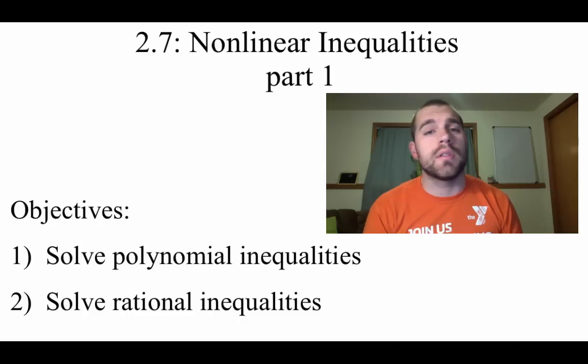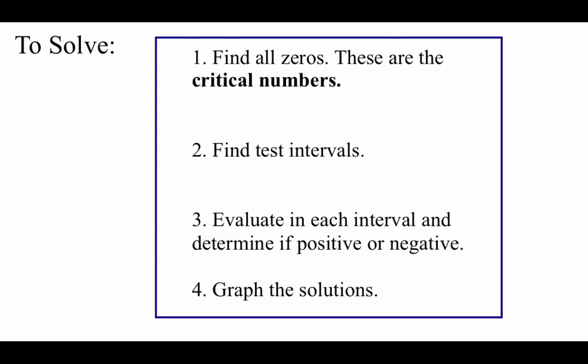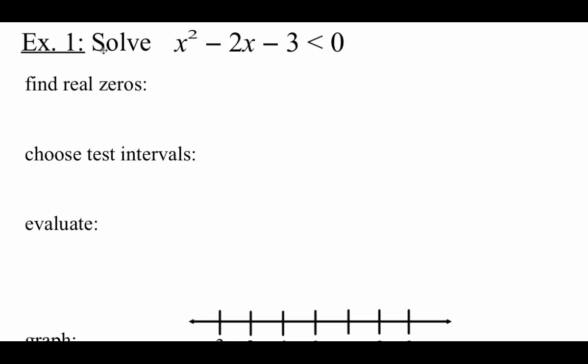Lesson 2.7 is all about solving nonlinear inequalities. Here in part 1 we are going to solve some polynomial inequalities, and we're also going to solve a rational inequality. So here's the process that we're going to go through when we're solving a nonlinear inequality. Step number 1 says we're going to find all the zeros of our function. Those zeros are going to become our critical numbers, and we're going to use those critical numbers to set up some different test intervals. Then we're going to pick a representative value from each test interval to plug in and decide if the interval is going to be a positive interval or a negative interval. And then we're going to pick out the intervals that match what we're looking for and graph out our solution.